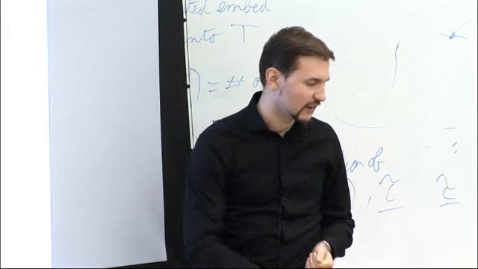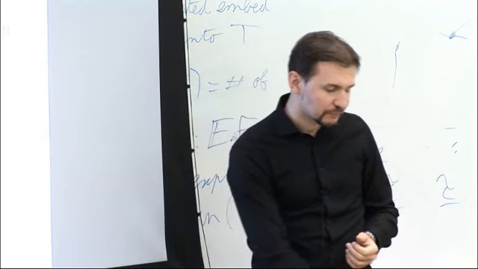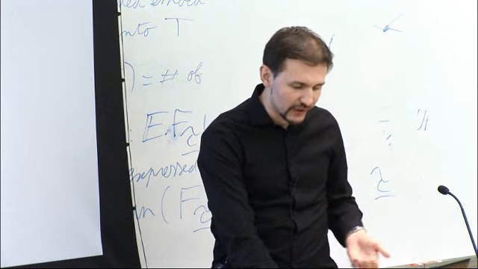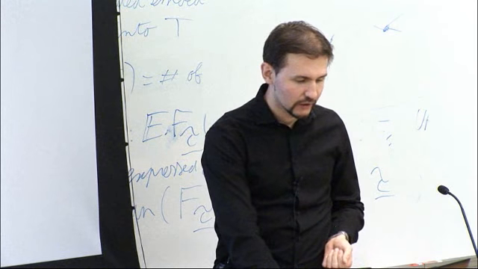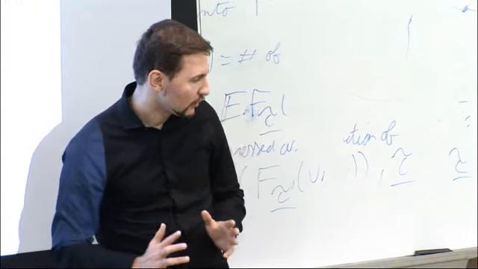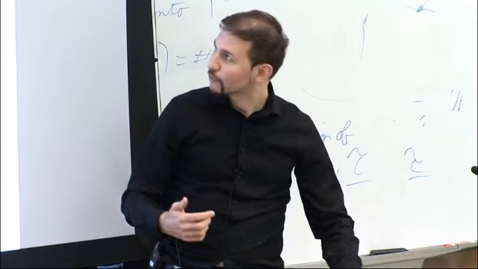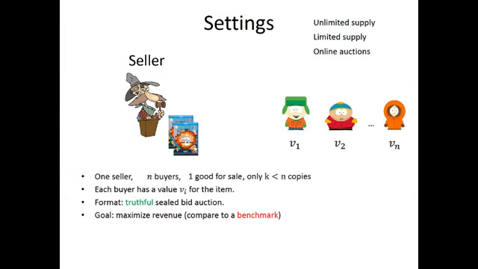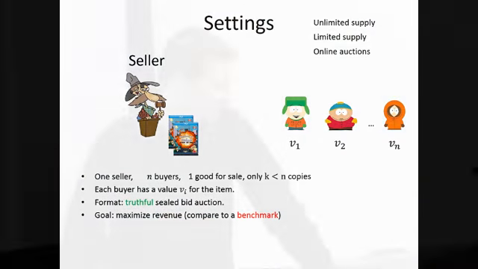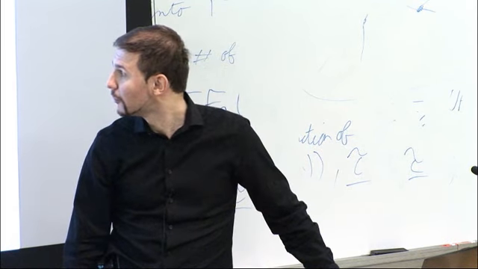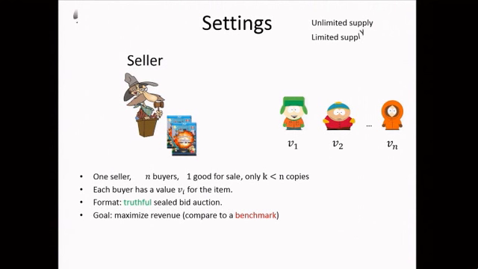And as we are in this worst case analysis paradigm, we want to compare to some benchmark. So this is essentially the unlimited supply setting, so very simple. You can imagine doing some kind of variations of it. For example, if we have a limited amount of resources, let's say 2 items, or some limited amount, less than the number of buyers. So this setting is called limited supply.